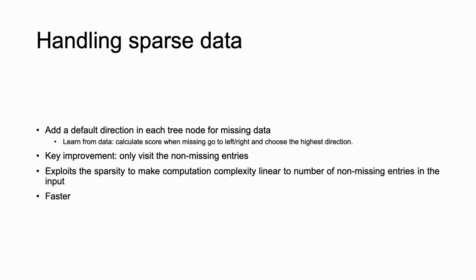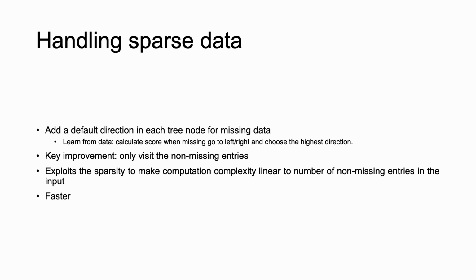So first, an advantage of XGBoost is the way it handles sparse data. It adds a default direction in each tree node for the missing value, and the direction is learned from the data. First, we choose a default direction for missing values by calculating the score when missing goes left or right, and choose the highest direction.